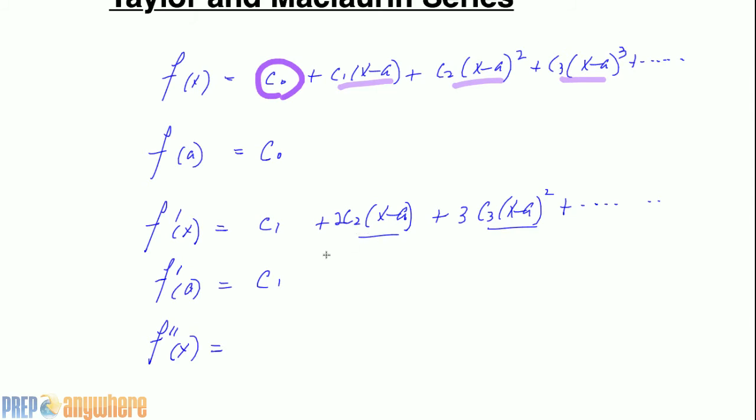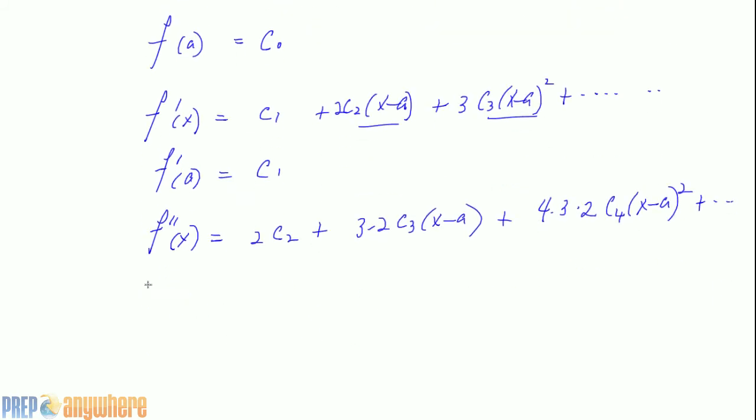Let's do one more. This time it will become 2c2, and then you get 3 times 2 c3 (x minus a), right? The next one would have been 4 times 3 times 2 c4 (x minus a) to the power of 2. So in here, if you plug in a, you get 2 times c2.